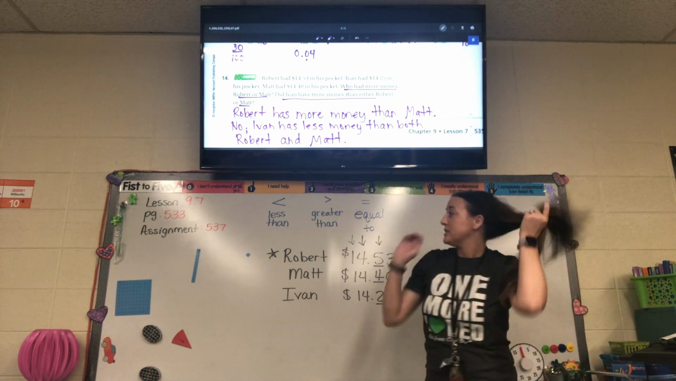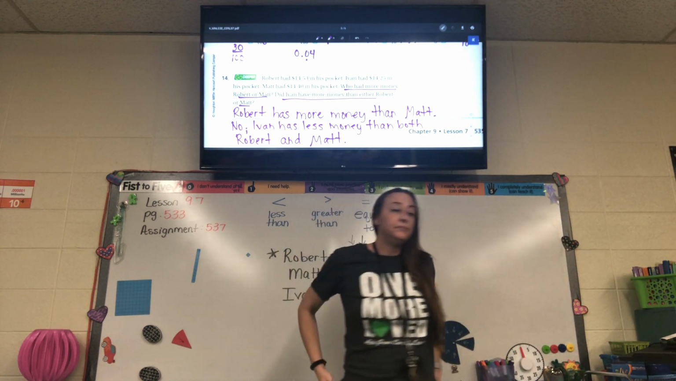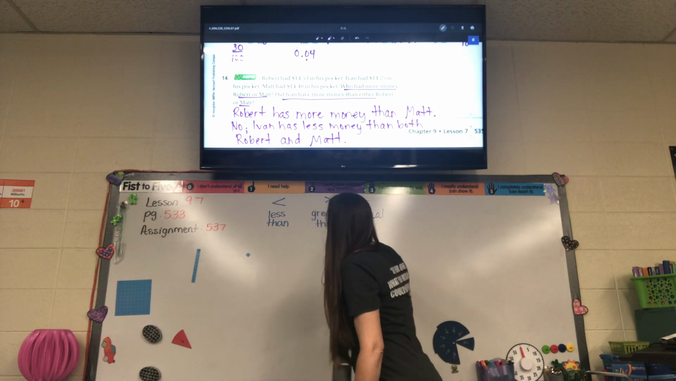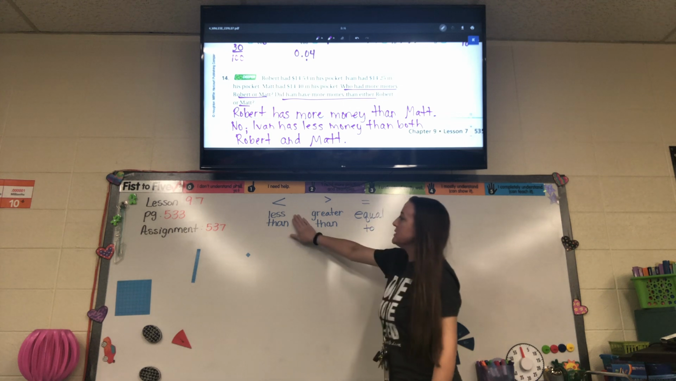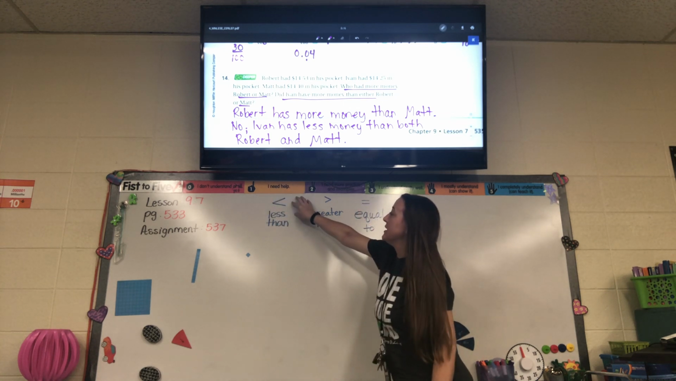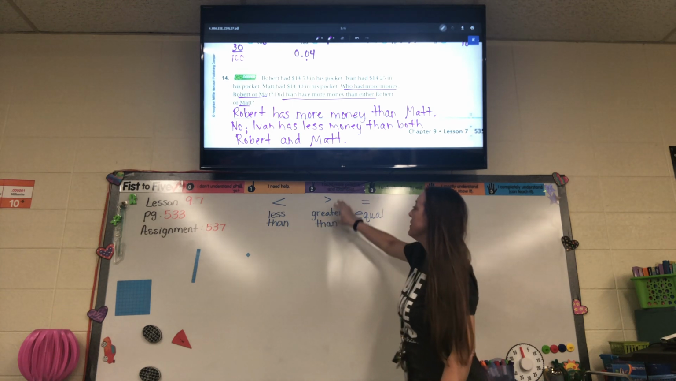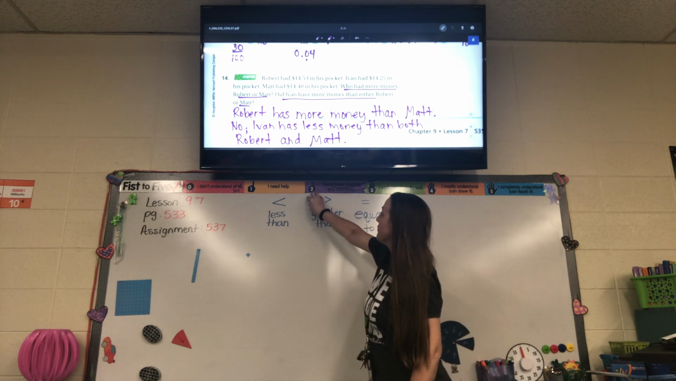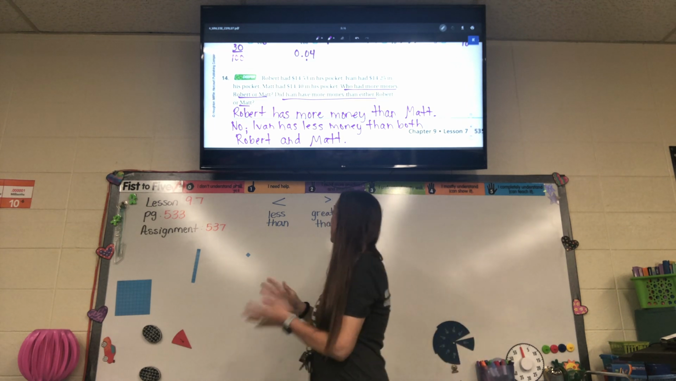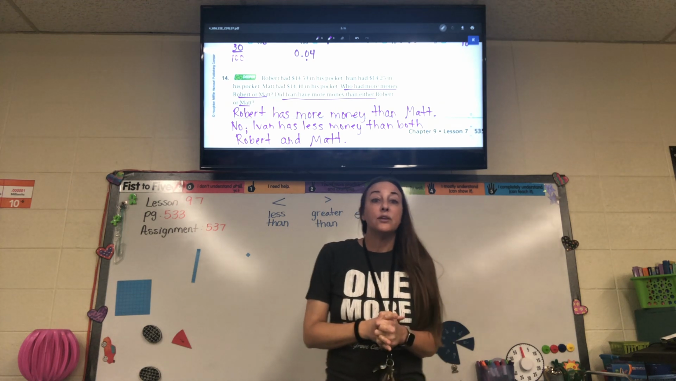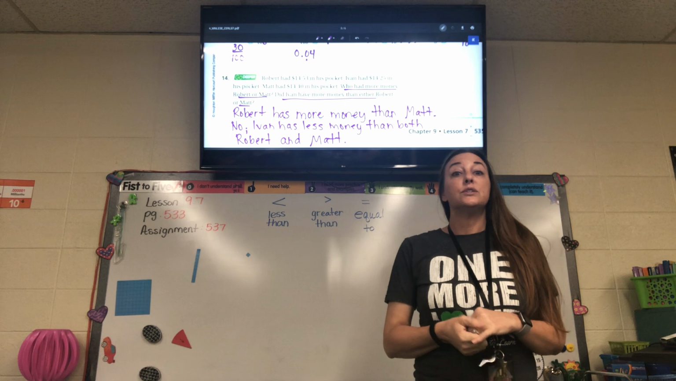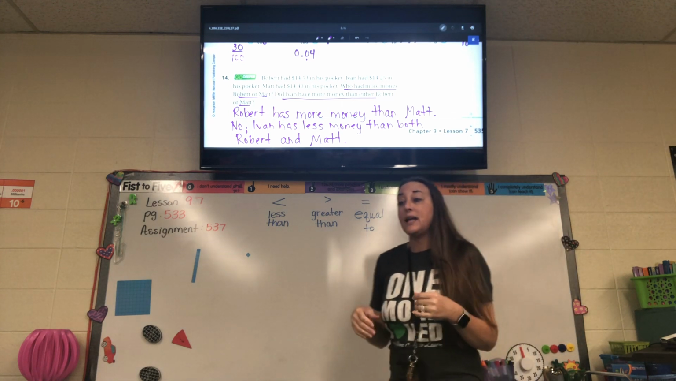Okay, that's it. Your assignment today is 537. Remember, this symbol is less than. If your beginning number is smaller than your second number, you use the less than symbol. This is greater than when your first number is bigger than your second, and then of course equal to. And you want the mouth to open towards the bigger number, okay? If you get confused, go back and look at the examples that we did today.